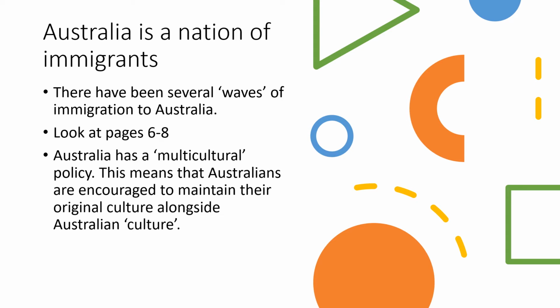But the main result of this has been that Australia is a country of many cultures, and our official policy is a multicultural policy, which means that Australians are encouraged to maintain their own culture or their background culture alongside Australian culture, such as it is. In a country like the United States, immigrants are encouraged to assimilate, which means they're encouraged to forget their own culture and become Americans. Australia, on the other hand, is a bit more accepting of different cultures, I think. And of course, it's a matter of debate.